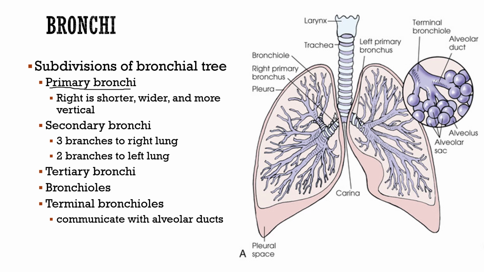There are the secondary bronchi, of which there are 3 branches to the right lung, which has 3 lobes. We have 2 branches to the left lung because the left lung has 2 lobes. We have tertiary bronchi, which break down from the secondary. We have bronchioles, which are even smaller yet, and then we have terminal bronchioles, which communicate with the alveolar ducts. It's shown in the picture that's up here at the top on the right-hand side.